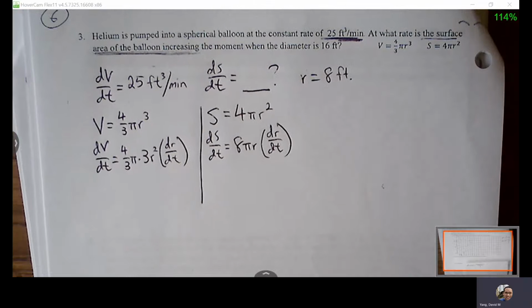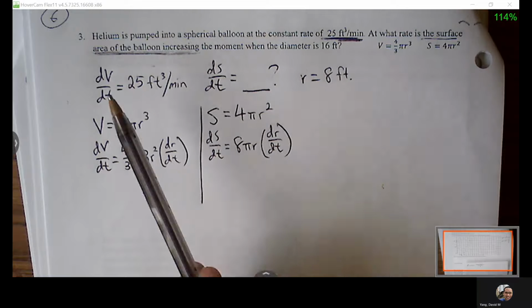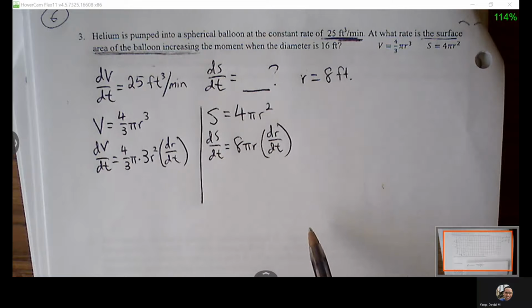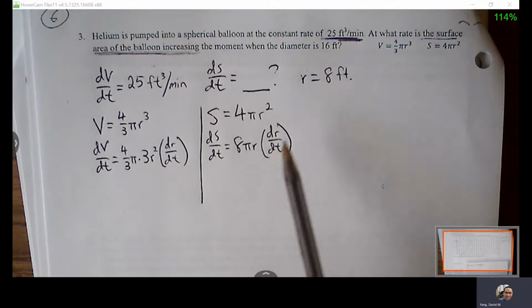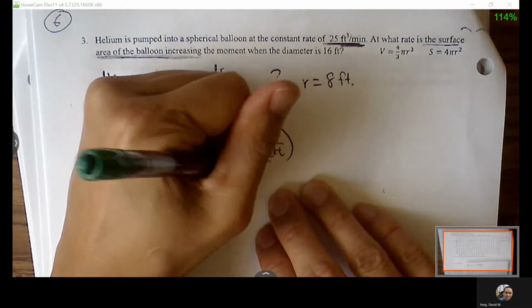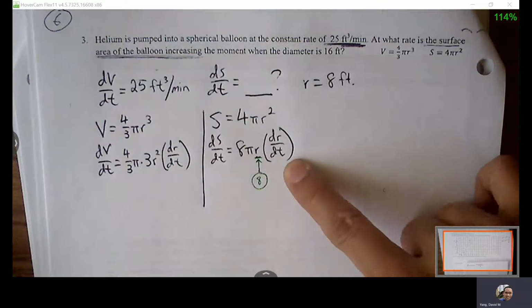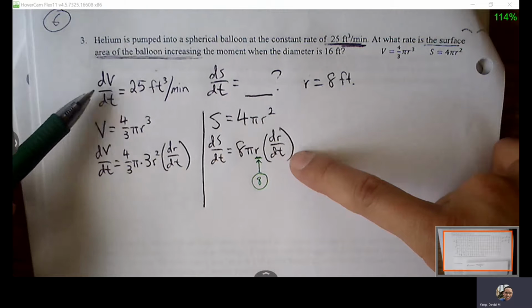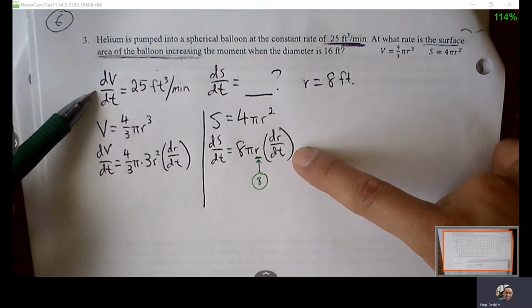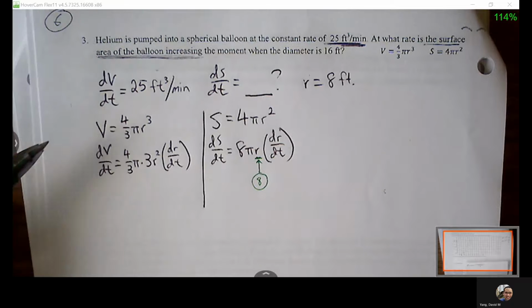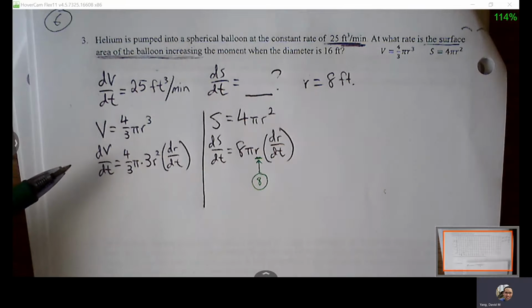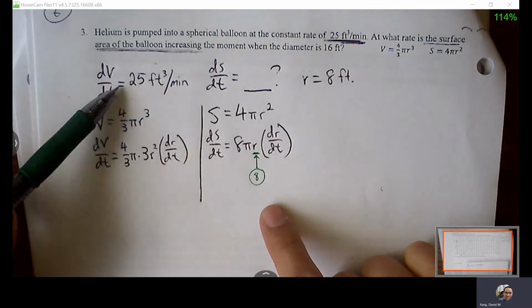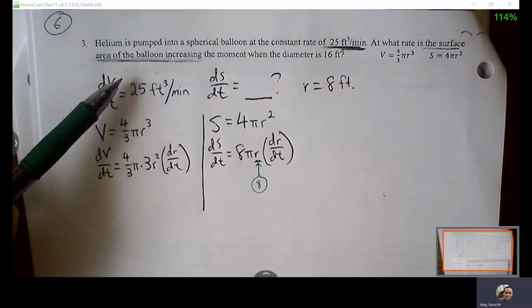Okay, so let's see here. We're trying to find dS/dt. Well, we have r, that's good. r equals 8 feet. We know we can insert that in when we're ready. But they did not give us dr/dt. But we do have dV/dt. Is there a way to get to dr/dt from this information? Well, yeah, that we can't quite do, but maybe there's something else that we can use.